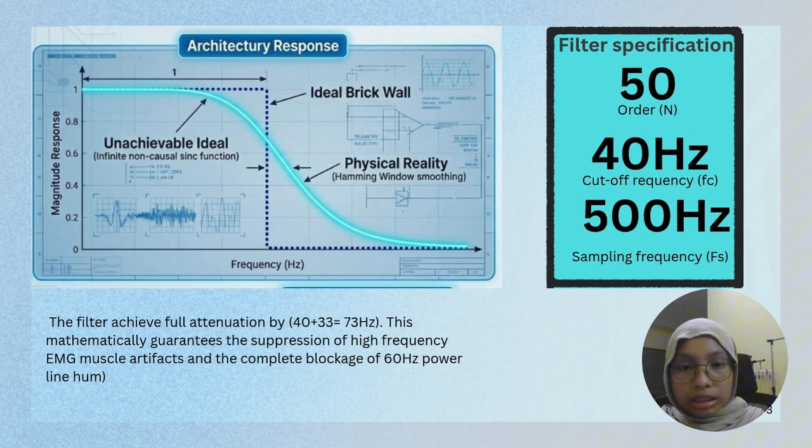The equation is delta F equals 3.3 divided by the number of order, multiplied by the sampling frequency. So we get 33 Hz. This means that our filter starts cutting off at 40 Hz and completely blocks everything by 73 Hz. So this mathematical calculation proves exactly why our design is successful at wiping out the 60 Hz electrical hum and high frequency muscle noise.